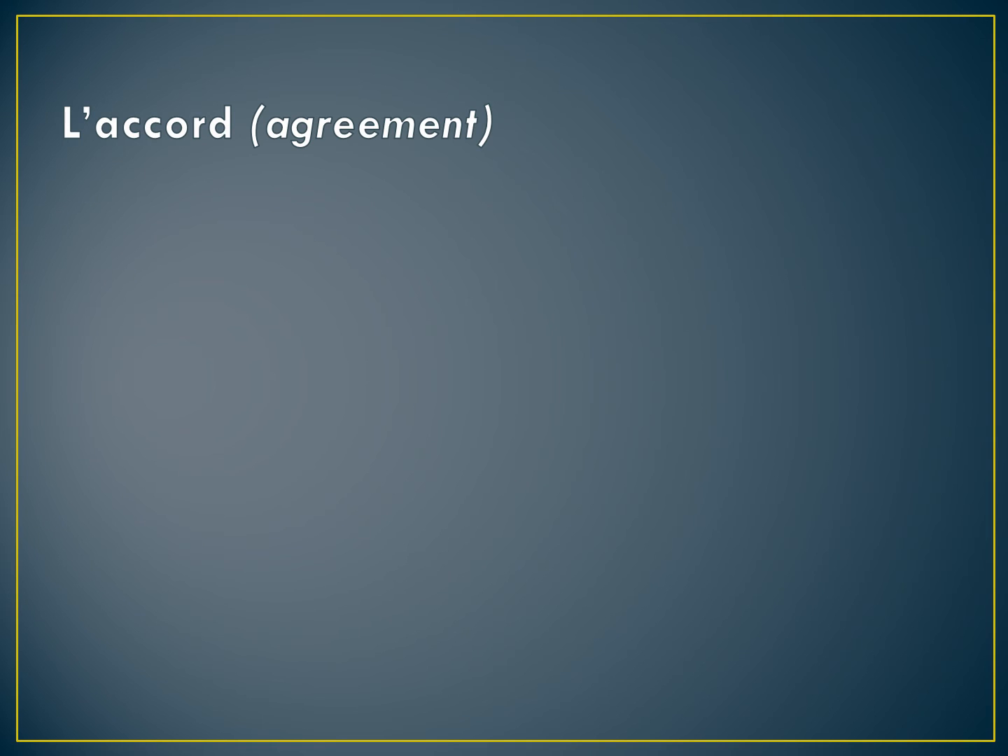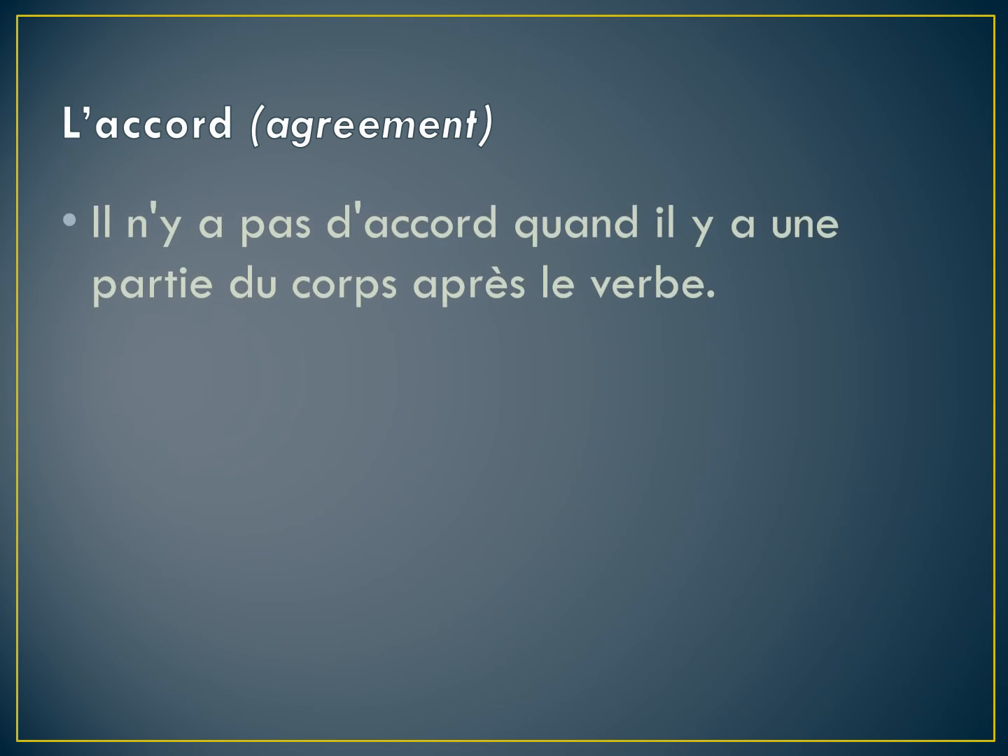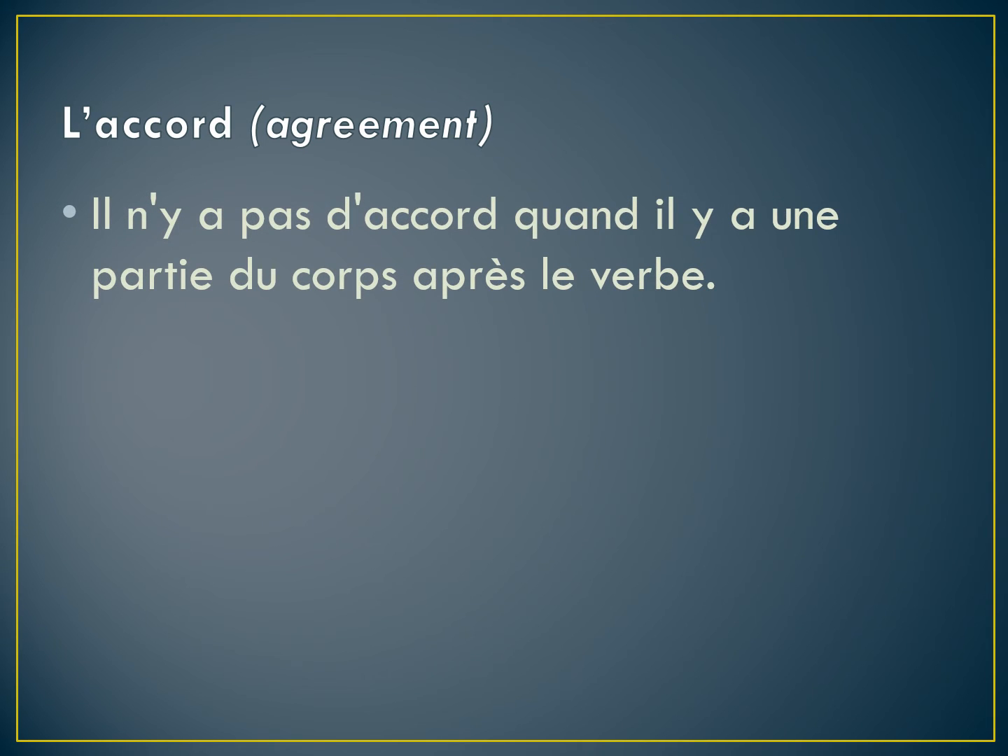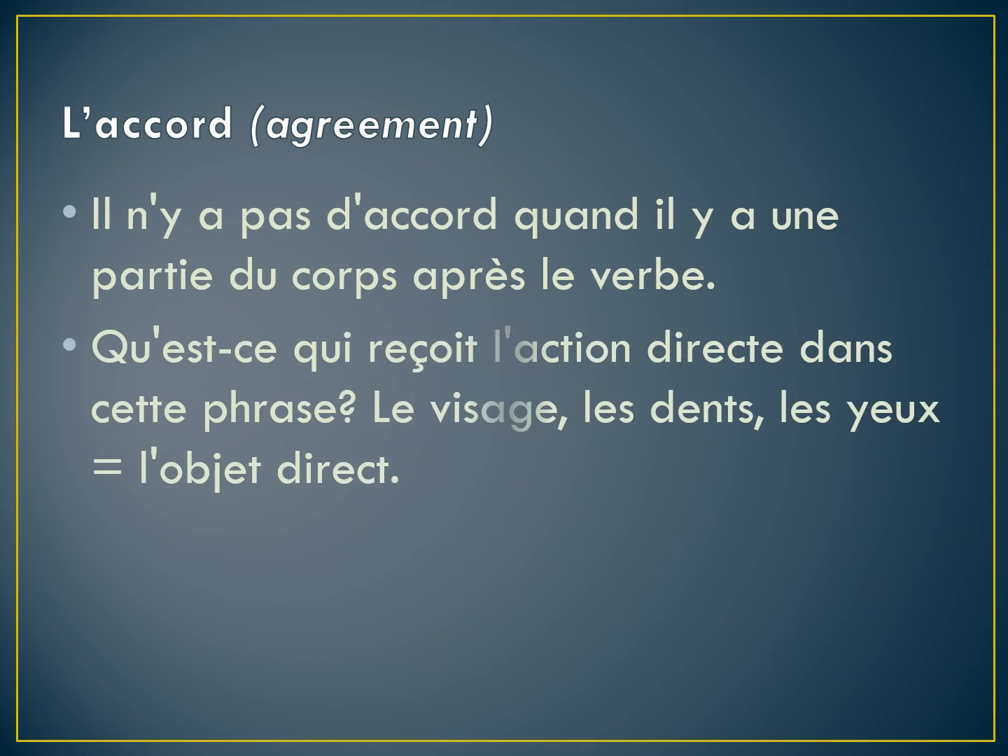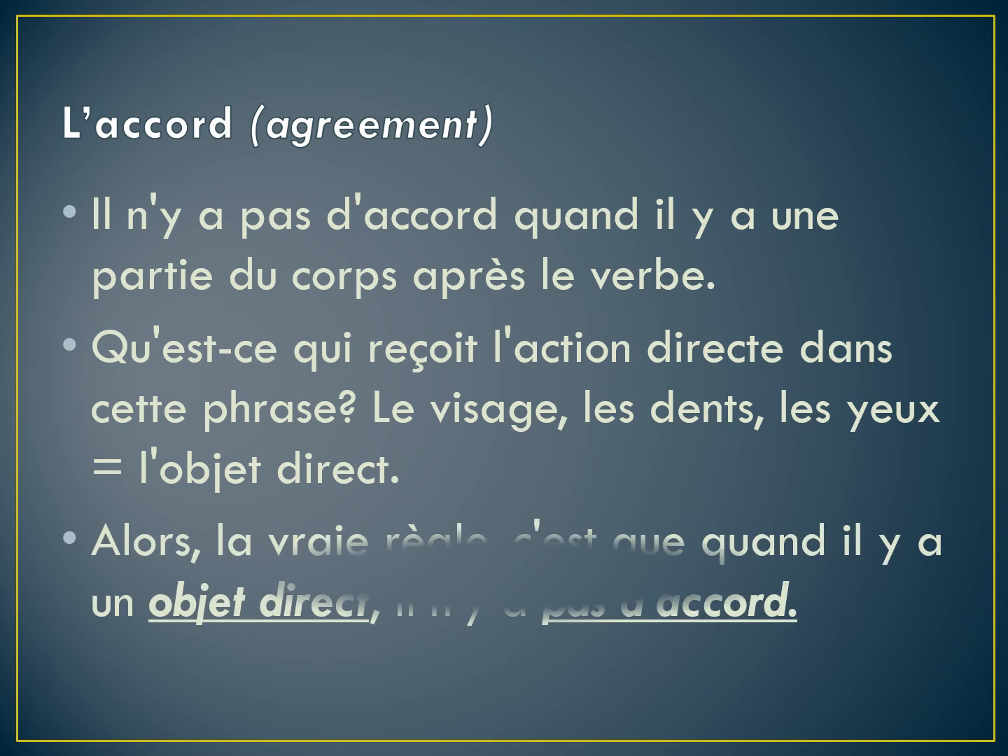There is no agreement if we have a direct object after the verb. Generally speaking, for this chapter, the direct object will be a body part. But in reality, the direct object can be any object that is receiving the action of the sentence. So if there is a direct object immediately after the verb in the passé composé, the verb does not need to add an extra e if it's feminine or an extra s if it's plural.